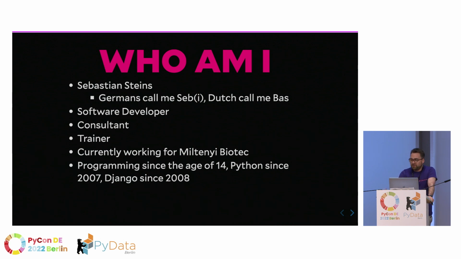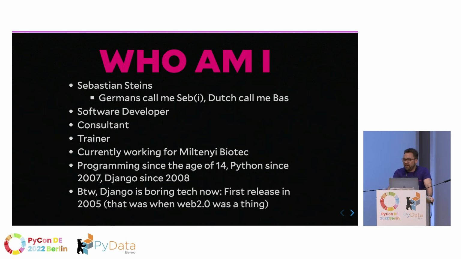I'm doing programming since the age of 14, Python since 2007, and Django since 2008. Which makes actually Django boring technology. Its first release was in 2005, and there was a time when Web 2.0 was a thing, and I was told we are now at Web 3.0, but don't quote me on that, I'm not an expert.